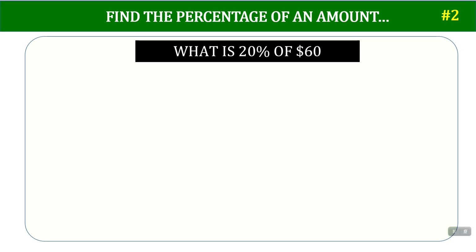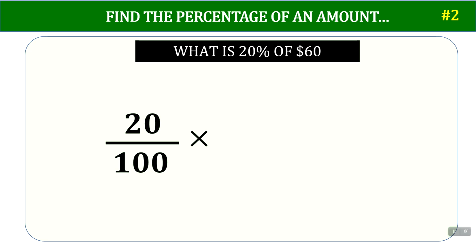What is 20% of 60? Again, we're going to write the percentage as a fraction. 20% is 20 over 100. Then we multiply by the amount. In this case, it is $60. We will write that over 1.